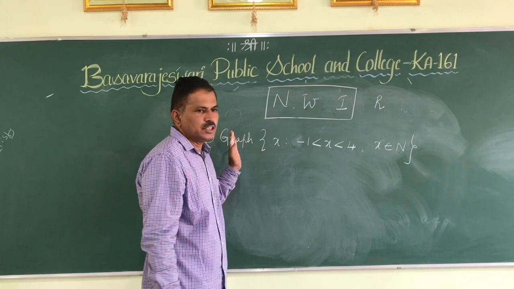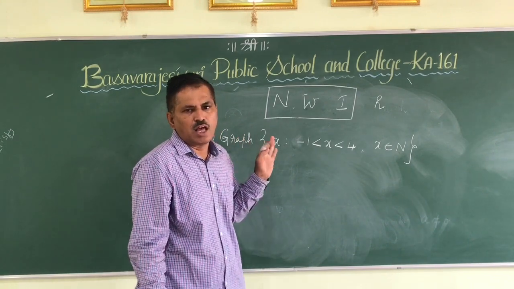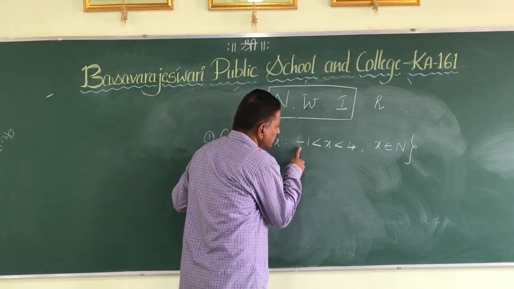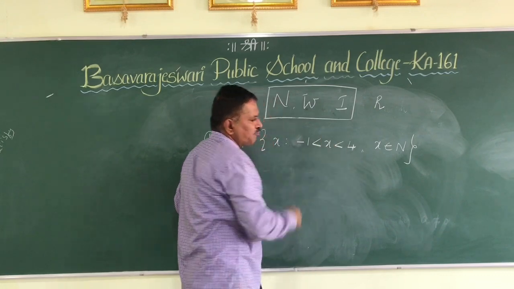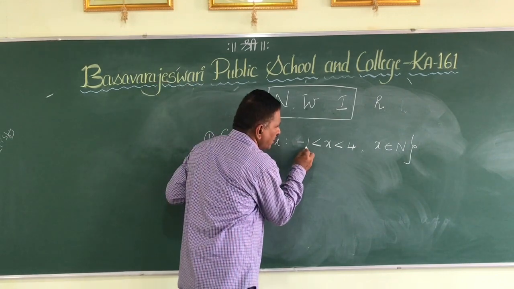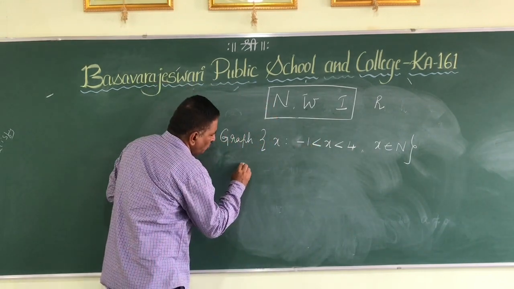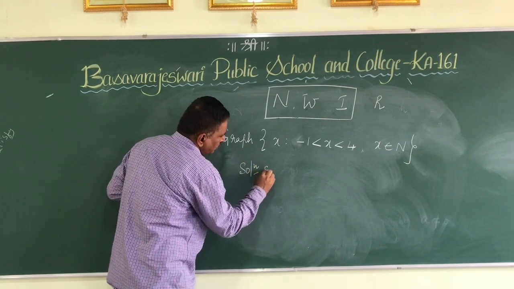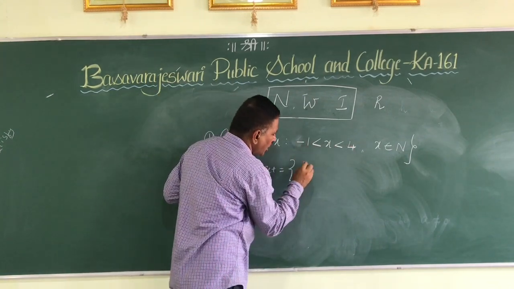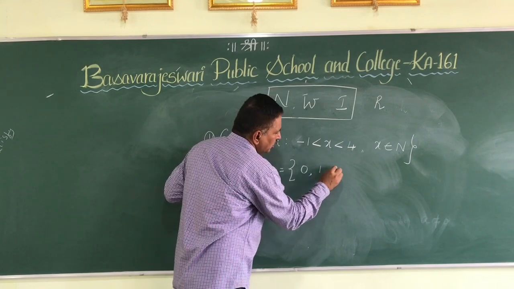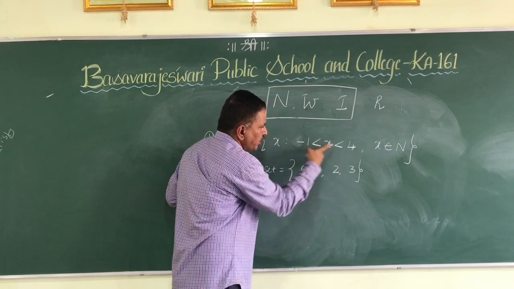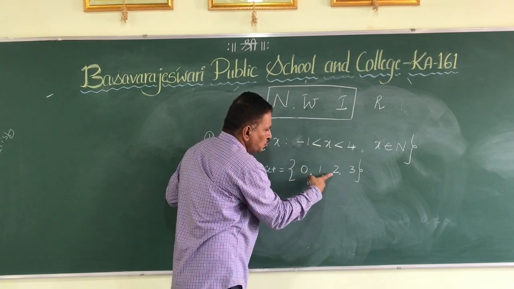So what we call the graphical representation of inequation on the number line. First we will take this one. Minus 1 less than x less than 4. That means you have to take those values which are present between minus 1 and 4. So therefore the solution set. The values which are present between minus 1 and 4 are 0, 1, 2 and 3.